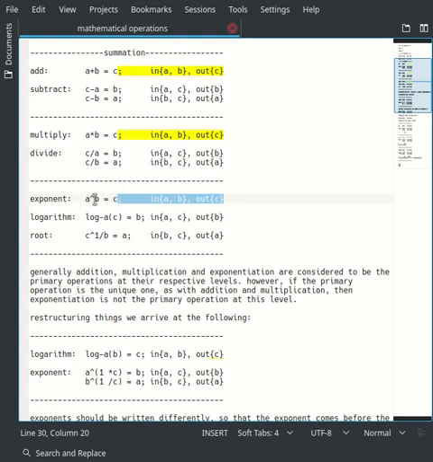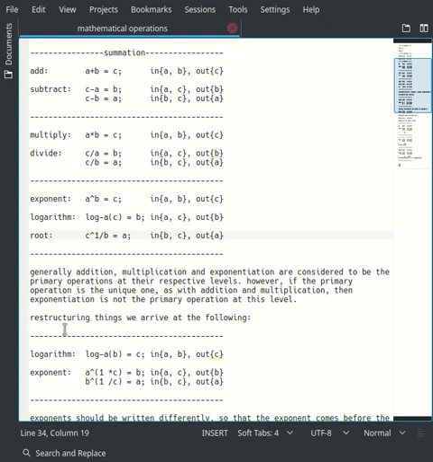So if exponentiation is the base operation, then division should be the base operation, and subtraction should be the base operation. I think there's actually a fair argument to be made for that, personally. But there's definitely an asymmetry occurring here, right? Generally addition, multiplication, and exponentiation are considered to be the primary operations of their respective levels. However, if the primary operation is the unique one, which it seems that addition and multiplication are setting the stage for, then exponentiation is not the primary operation at this level. Logarithms are.